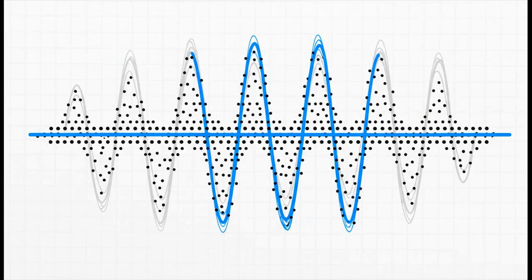So how do we stop the data from lying to us? How do we make it tell the truth? We sample faster, a lot faster. As you can see here, by taking a whole bunch of samples for every single cycle of the wave, we collect enough data points to perfectly reconstruct the original signal. We get to see its true shape, its true frequency.